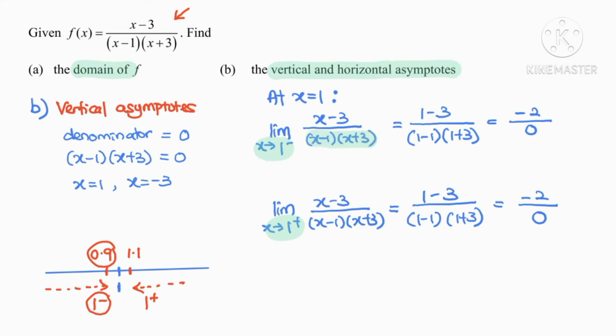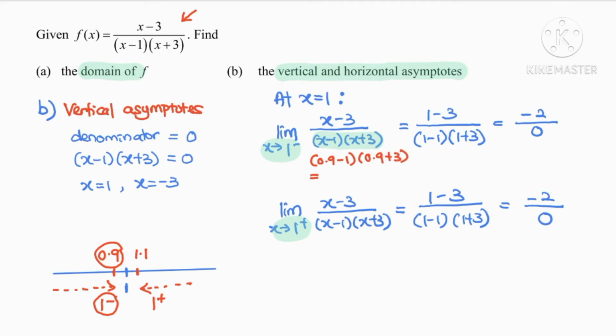So we get 0.9 minus 1, 0.9 plus 3. We get negative 0.39. So this is a negative value. So we are going to put here 0 with a negative sign.